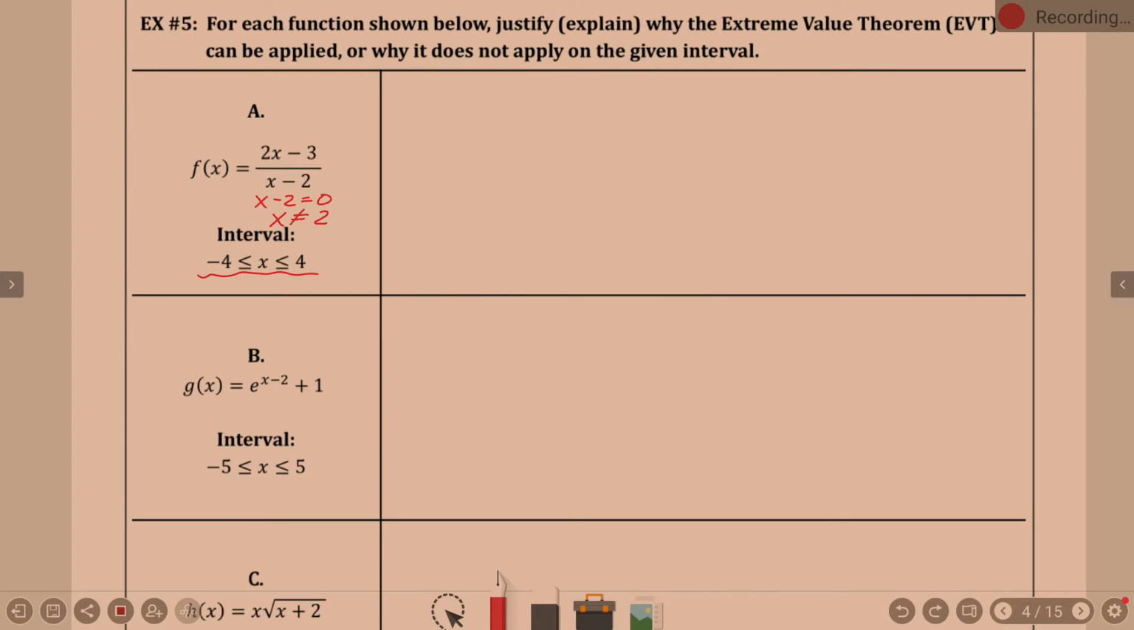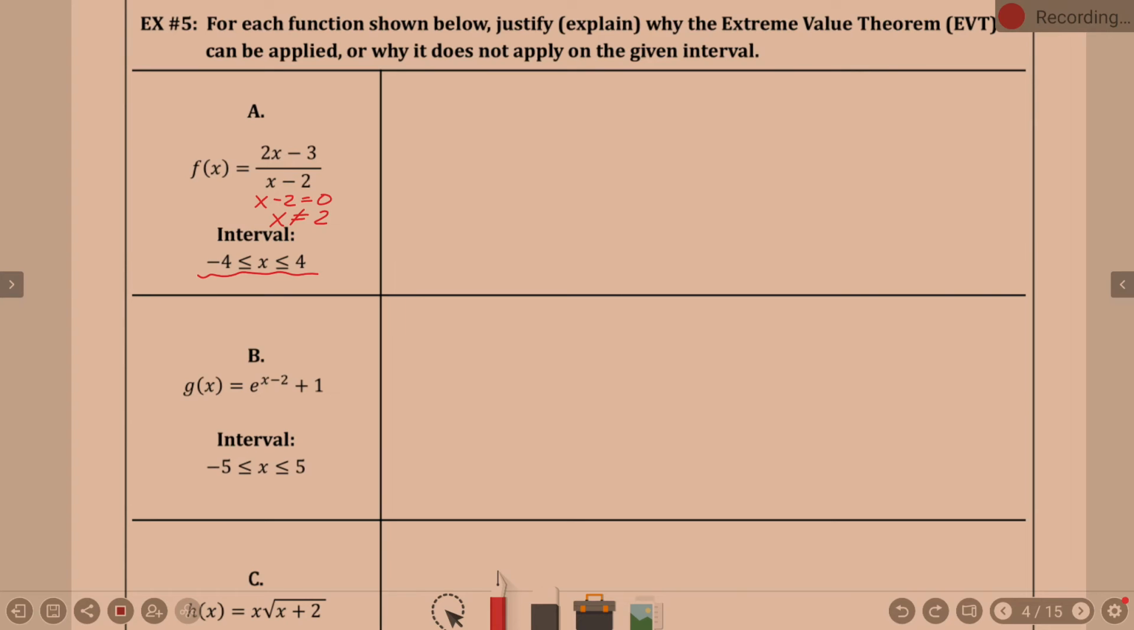This function cannot exist when x equals 2. So what's that mean? It's not continuous there somehow or another. It's looking like a vertical asymptote, isn't it? Right? Because when your denominator equals 0, it's a vertical asymptote, unless there's a factor of x minus 2 on top that can cancel and be a hole. But a hole is not continuous either.